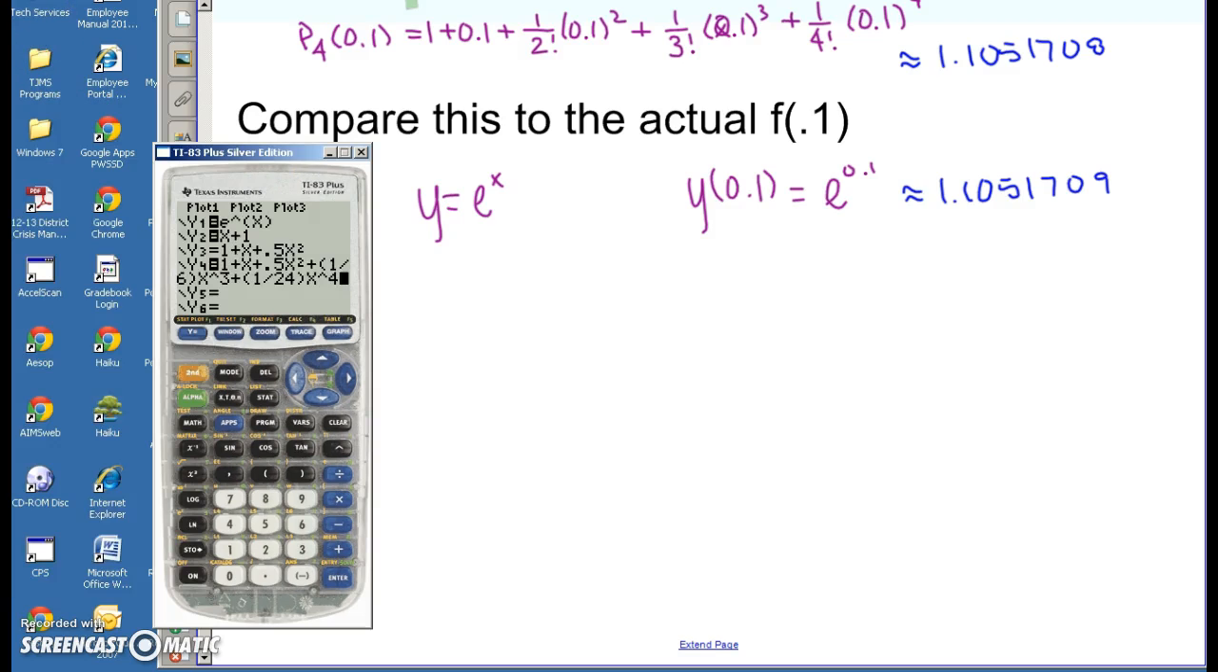And if we take a look at this on our calculator, here's our P sub 4, our fourth degree Maclaurin polynomial, and if we graph it, that's pretty close to our actual function for a while in that region. So that's a pretty good representation for a certain value along the function. And we're going to look at that later. But this is the basic idea.